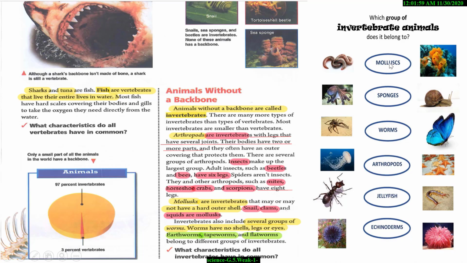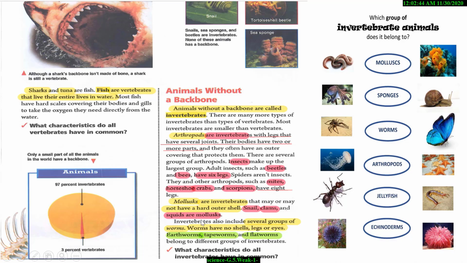Another group of invertebrates, mollusks. Mollusks are invertebrates, but the characteristics of mollusks differ from the arthropods. Mollusks may or may not have a hard outer shell, but arthropods have a hard outer shell. Examples of mollusks: snails, clams and squids. Why are snails, clams and squids in the group of mollusks? Because they do not have a hard outer shell.